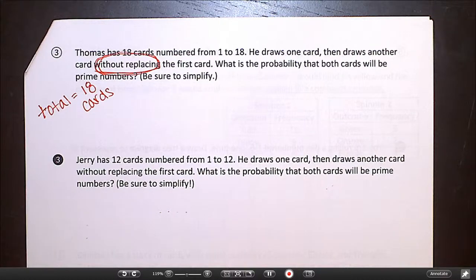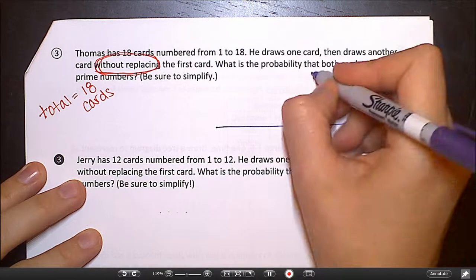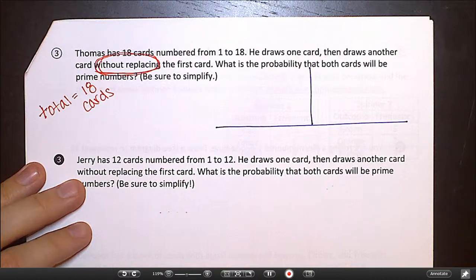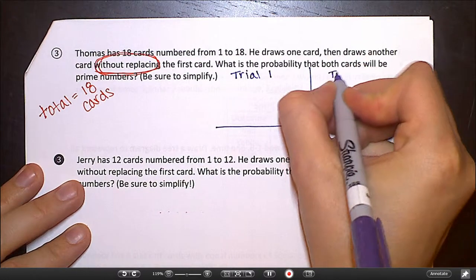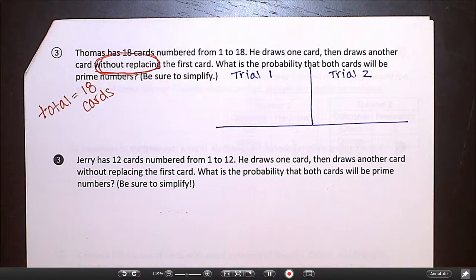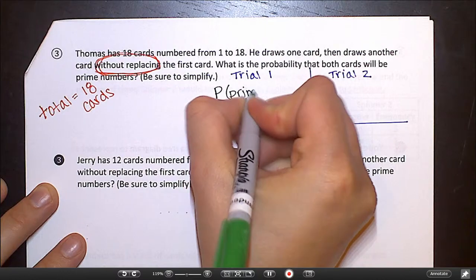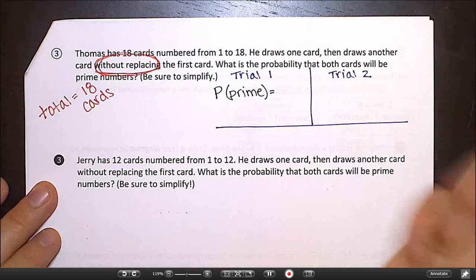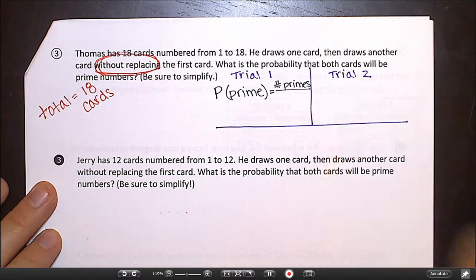So I'm going to find my probability twice, and what I'll do is set up my paper just like I did on the whiteboard the other day. This is trial 1. This is trial 2. And then down here is where I'll compound that probability. So let's do trial 1. The probability of a prime number is going to equal the number of primes, the number of things that will make me happy, over the total cards.